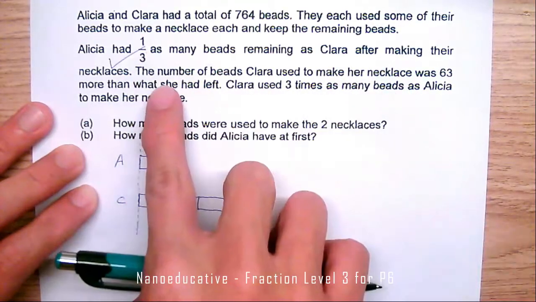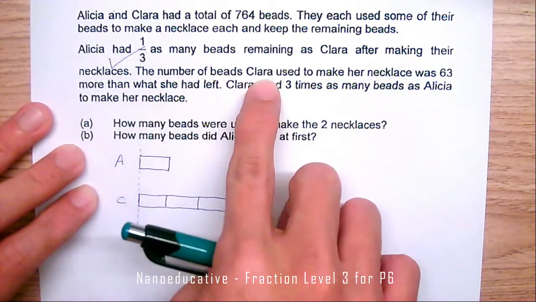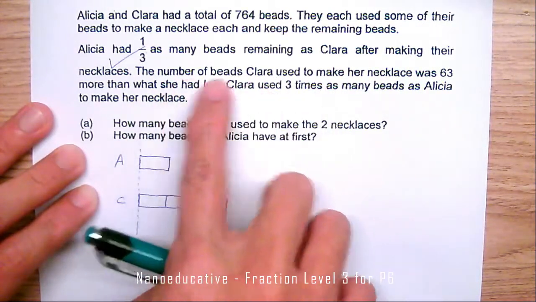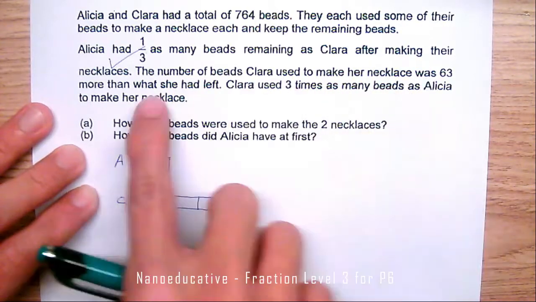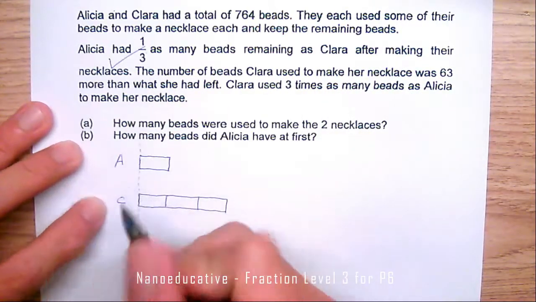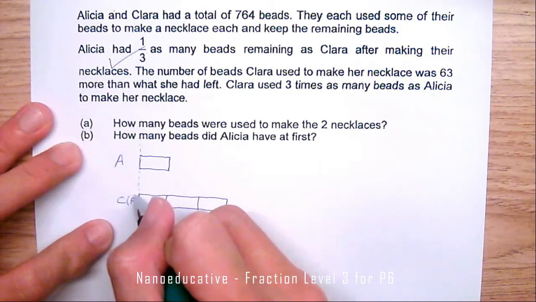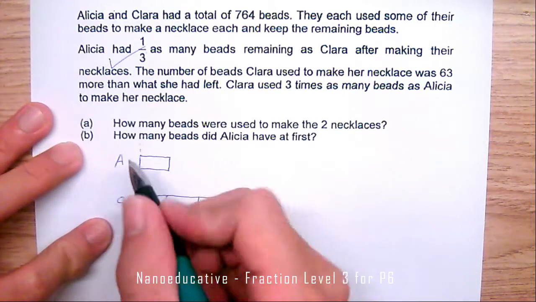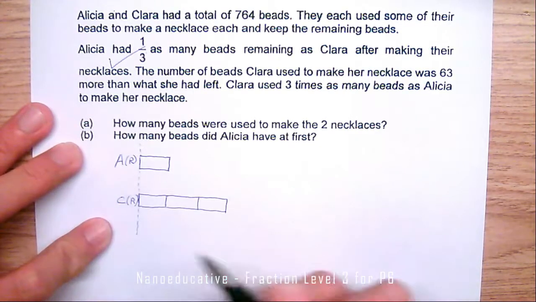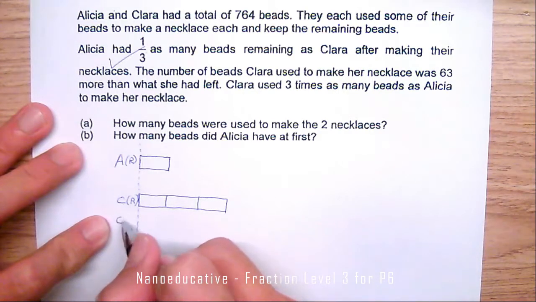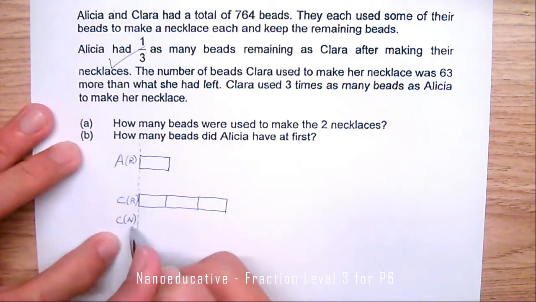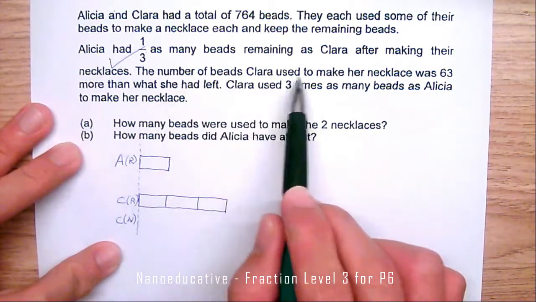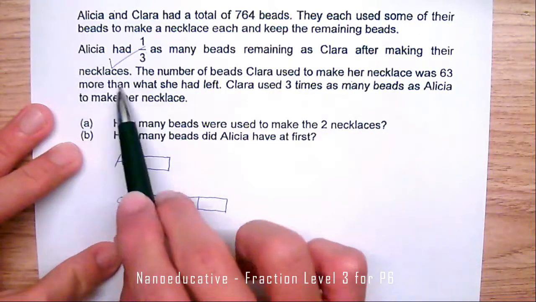Then they said that the number of bits that Clara used to make her necklace was 63 more than what she had left. See, the number of bits that Clara used to make a necklace was 63 more than what she had left. Which means that I'm going to put Clara R. What does it stand for? It stands for Clara remaining number of bits. And then this one will just be Alicia remaining number of bits. Then I'm going to put Clara N, which is the number of bits she used for the necklace. The passage states that the number of bits that Clara used to make her necklace was 63 more than what she had left.